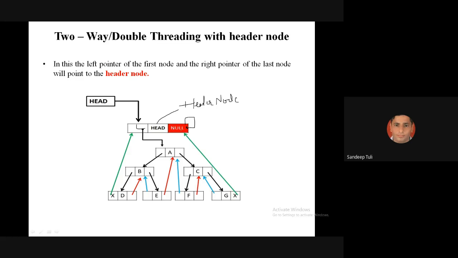So either it will be null or it will point to itself. In threading it will always point to itself. If we talk about a normal tree, it will be null. If I am talking about threading, then it will point to itself. Is the difference clear to you? Yes sir, it is. Now we have created one more node. This is the header node. Now instead of root, it is head.